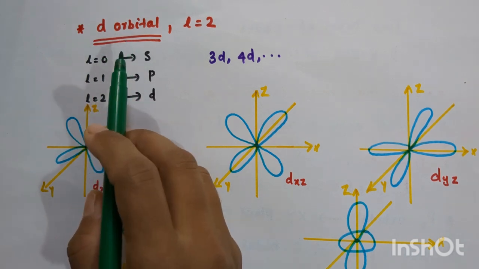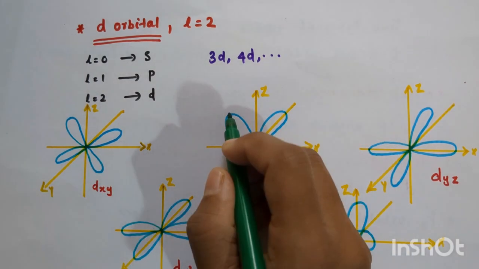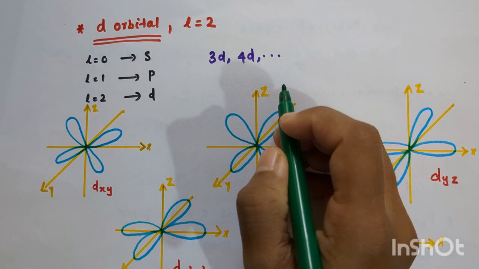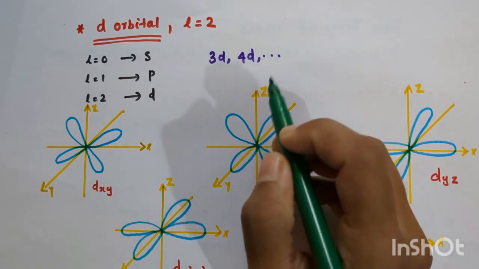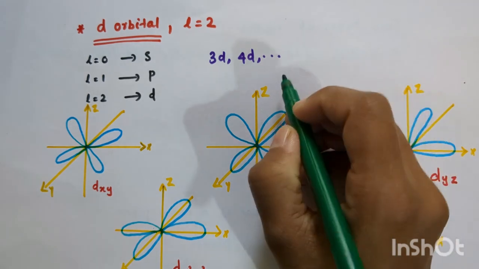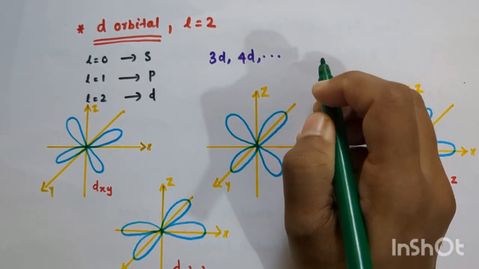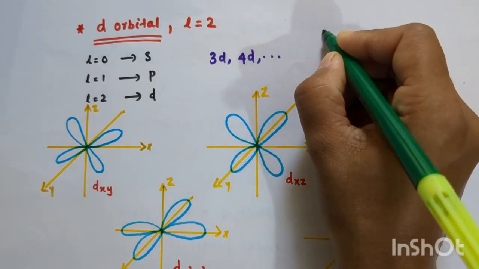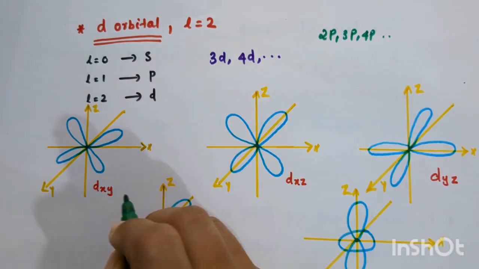So now let us discuss the d orbitals. The minimum value of the principal quantum number n is 1 for the s orbital, and 2 for the p orbital. That is, the s orbital starts from 1s, 2s, 3s, like that. The minimum value of the principal quantum number is 2 for the p orbital, so the p orbital starts from 2p, 3p, 4p, etc.